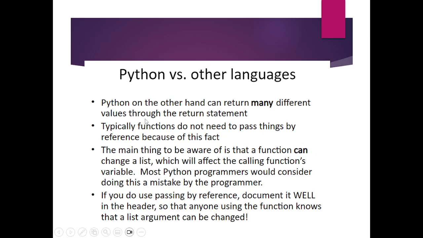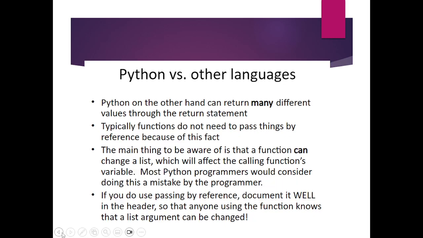Python, on the other hand, can return many different values through the return statement. So in Python, you can return many values even if you are passing by reference. Typically, functions do not need to pass things by reference because of this fact. The main thing to be aware of is that a function can change a list, which will affect the calling function's variable. Most Python programmers will consider doing this a mistake by the programmer. If you do use passing by reference, document it well in the header so that anyone using the function knows that a list argument can be changed. So you need to comment your code if you are using passing by reference.